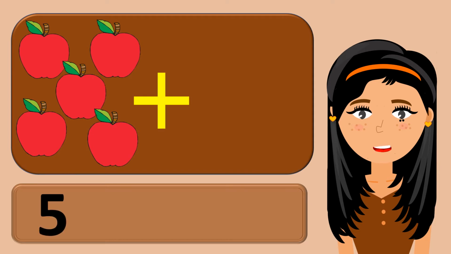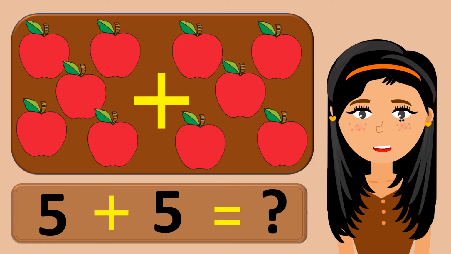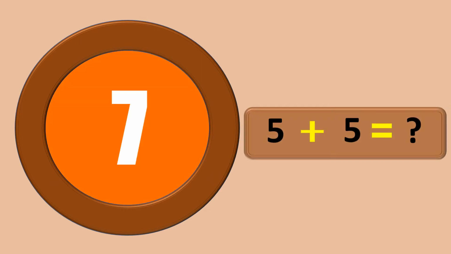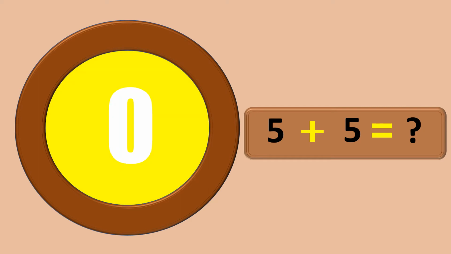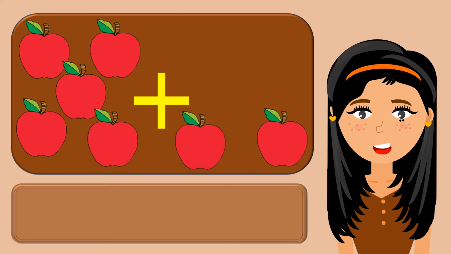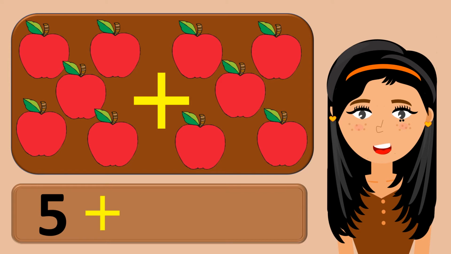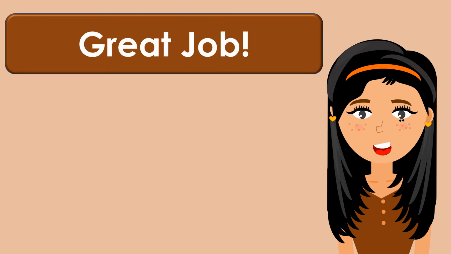1, 2, 3, 4, 5. 1, 2, 3, 4, 5. 5 plus 5 equals 1, 2, 3, 4, 5, 6, 7, 8, 9, 10. 5 plus 5 equals 10. Great job! Let's have the next question.